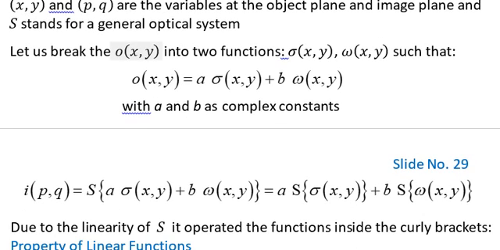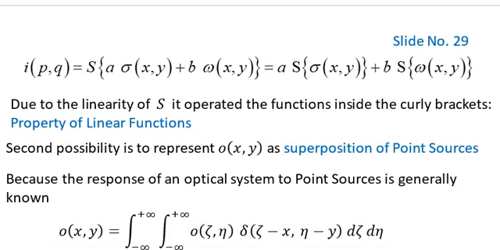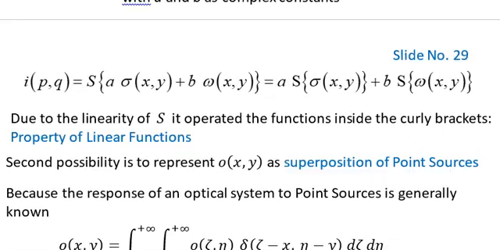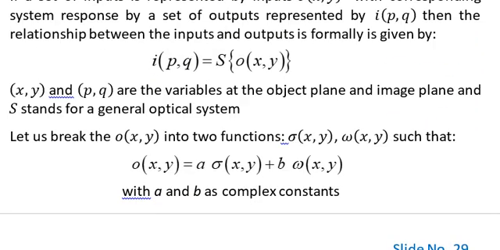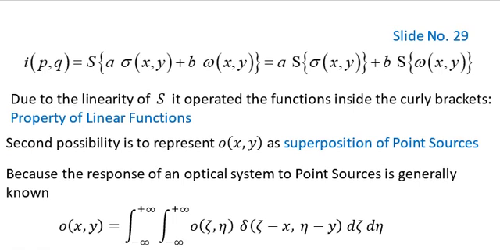So let's break O, that is the object, into two functions, sigma at x,y and omega at x,y, such that we can write O at x,y is equal to A multiplied by sigma at x,y plus B into omega at x,y, where A and B are complex constants. Now we can feed this value of O into this equation, and then we shall calculate the output response. Let's see what it is.